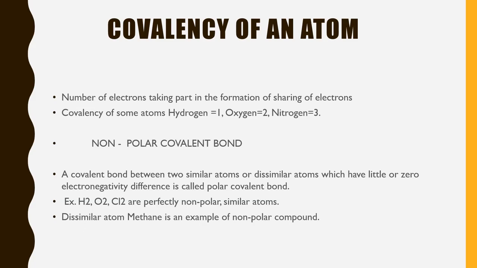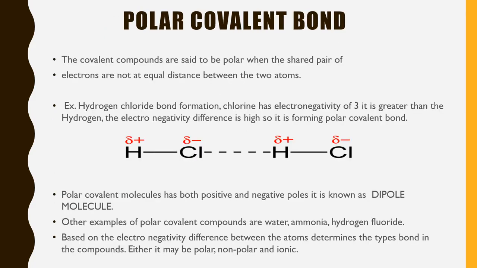With dissimilar, that is different atoms, taking part in the covalent bond also, we have an example of a non-polar compound. Here we have methane. Methane is a dissimilar atom, non-polar compound. Polar covalent bond. Covalent compounds are said to be polar when the shared pair of electrons are not at equal distance between the two atoms.